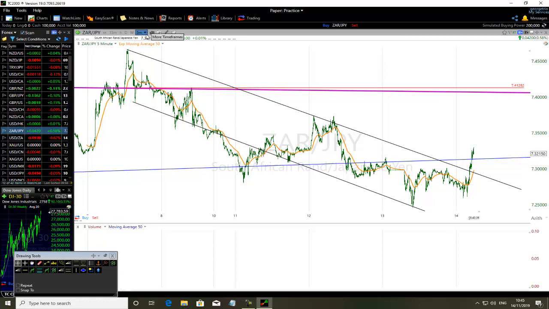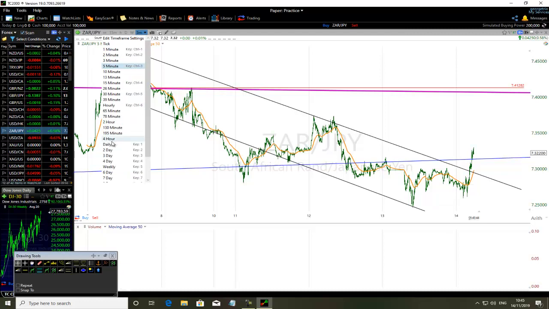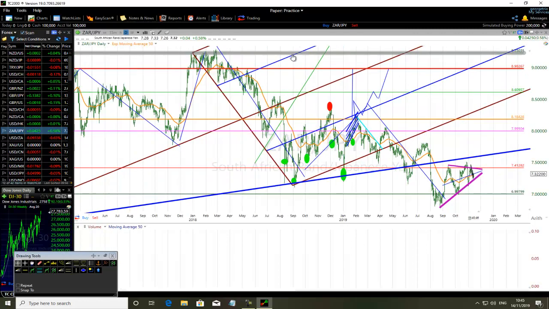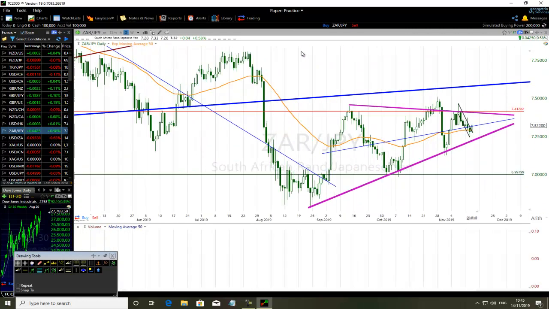What is causing this to come out of that? Okay, declining channel. What is the good reason? What is the trading setup? So now here we are. You see on the daily chart, there's a triangle here. You see the pink triangle.